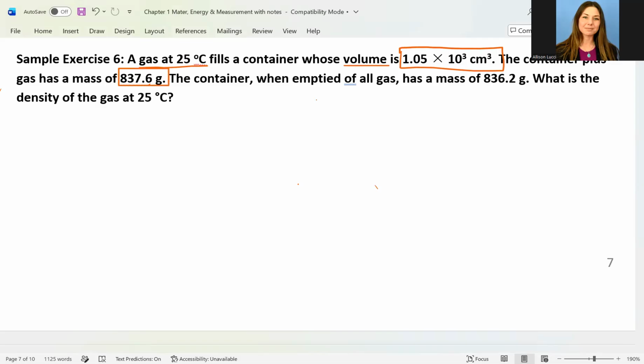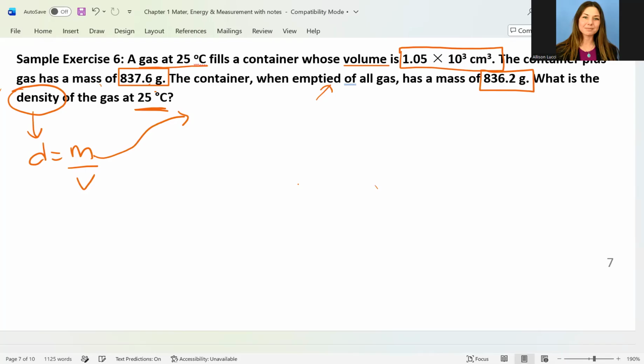And then when we evacuate or empty all the gas, we have a mass of that same container of 836.2 grams. So we want to know what is the density of our gas, and we're given that temperature again just to say that we want to know that density at that same temperature. So first, let's remind ourselves, what equation do we use for density? Density is going to be mass divided by volume.